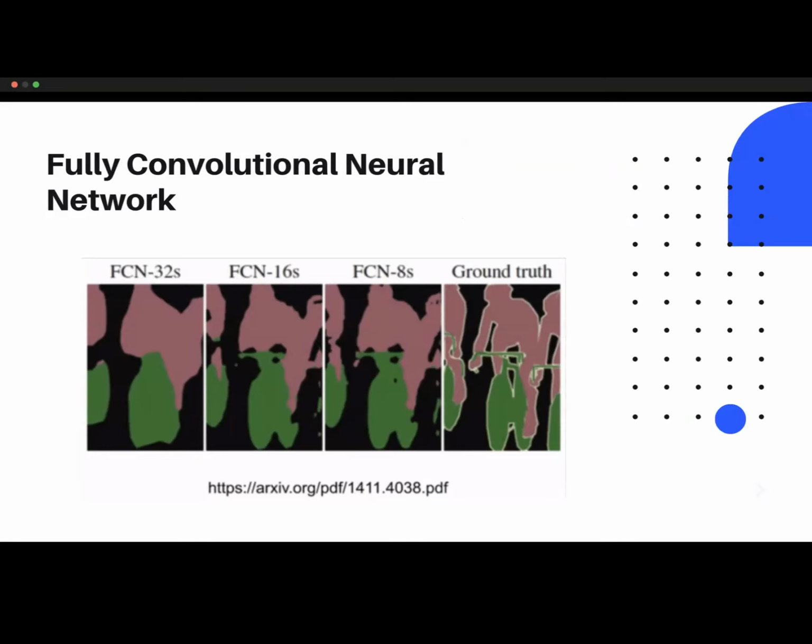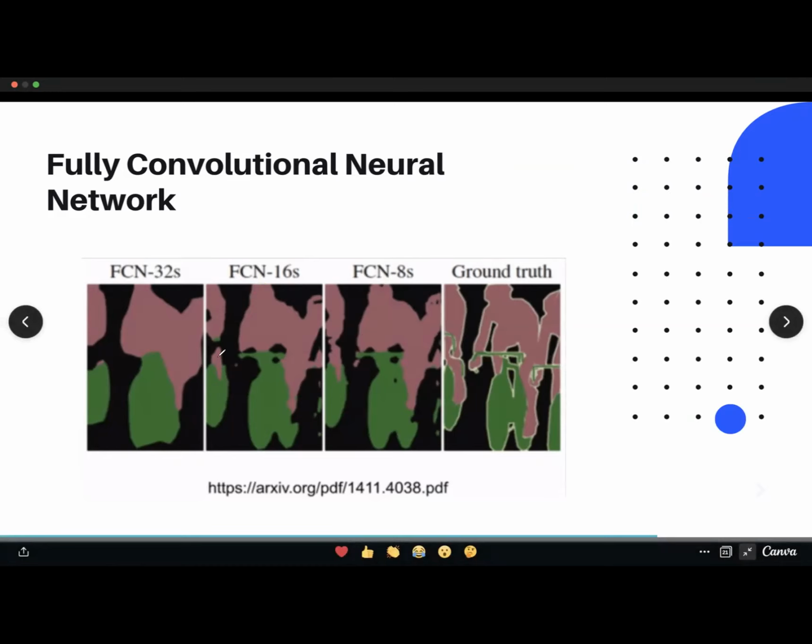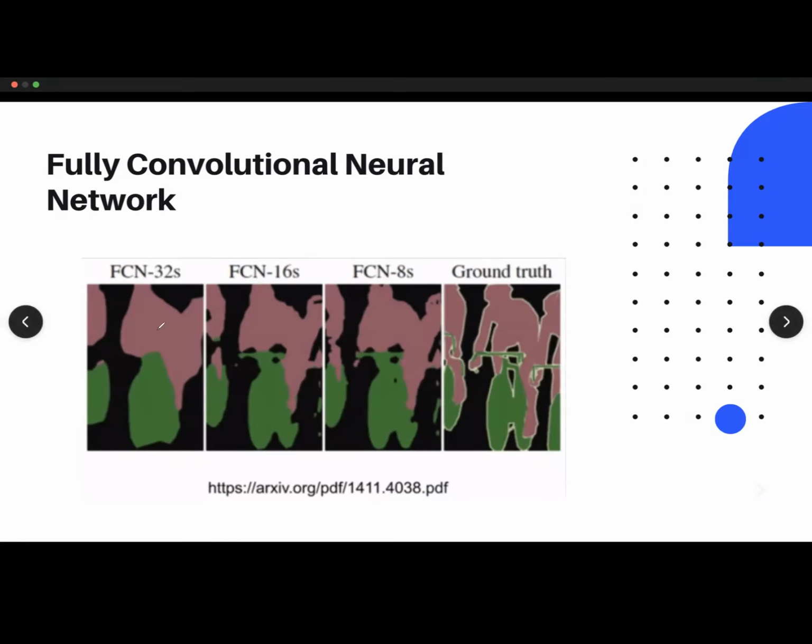And this means basically that the 32 stride is much simpler to train, right? It's a very fast architecture to train. The 16 stride is a little bit in the middle, and the 8 stride is the hardest to train, mainly because it's much bigger and it will require a lot more training.